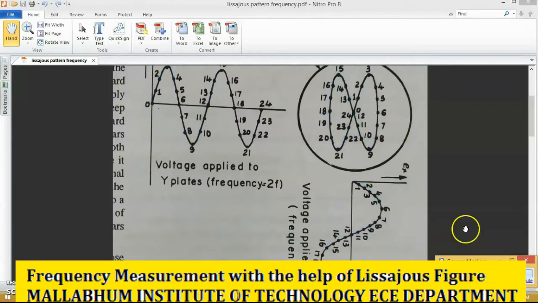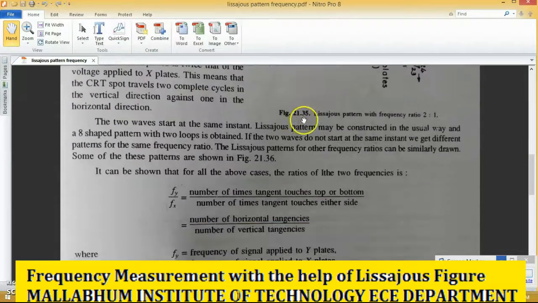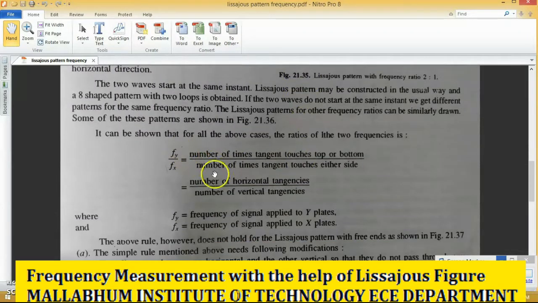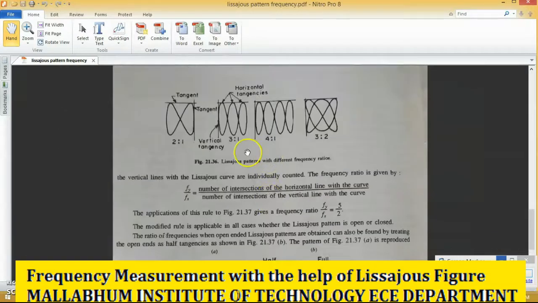Now you must be wondering what the formula is for calculating the frequency. Fy divided by Fx equals the number of times the tangent touches top and bottom, divided by the number of times the tangent touches either side. So the number of horizontal tangencies divided by the number of vertical tangencies, that is the formula for Fy divided by Fx. Okay, so you can see that this is the tangent, and this is the tangent.